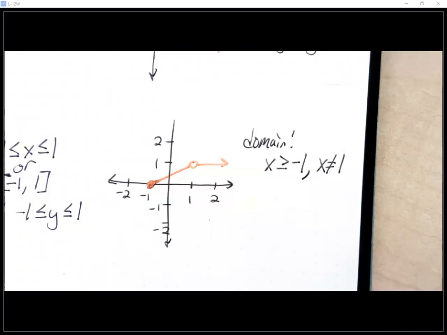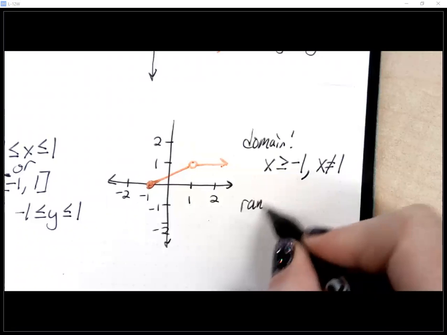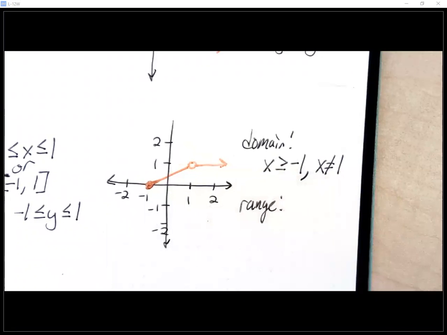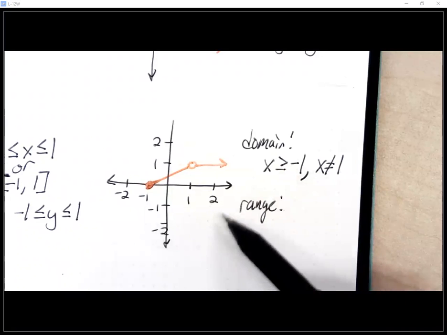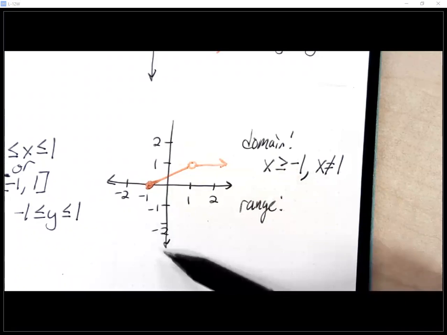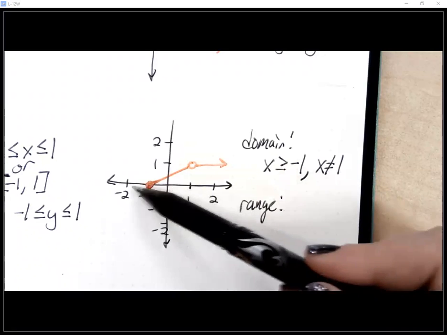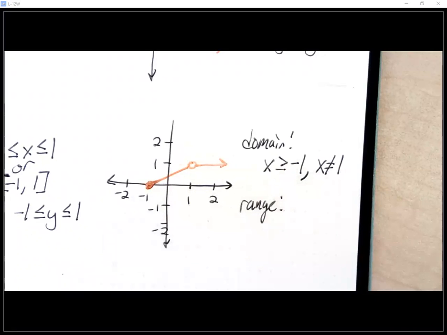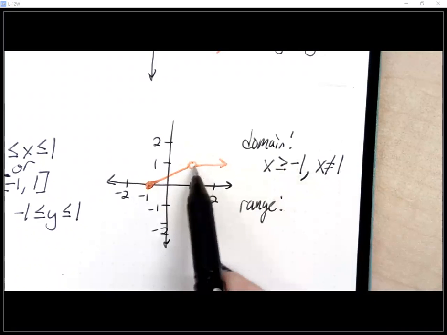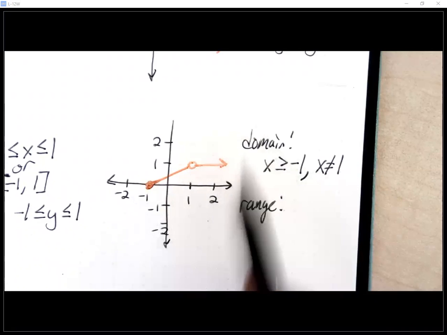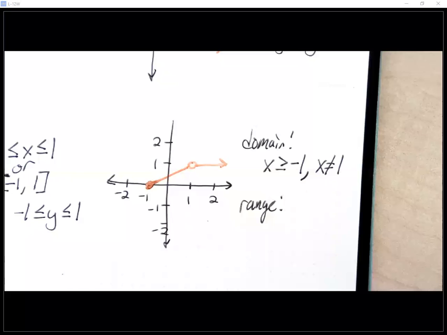How do you think the range is gonna look on this one? Do I have any y values down here? Will I ever get any down here? No. So the smallest y value I'm ever gonna get is 0, right? That's gonna be my starting point. And then where do I go? This is a horizontal line, so it's not gonna keep going up forever. It's just gonna keep going to the side forever. How do we think we'd represent that?